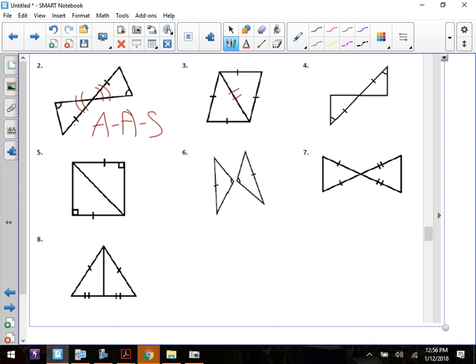Vertical angles again. Doesn't this seem to show up a lot whenever you see two triangles that look like a bow tie? Don't you think your teacher might have mentioned that at some point? Isn't that angle side angle? It is angle side angle.